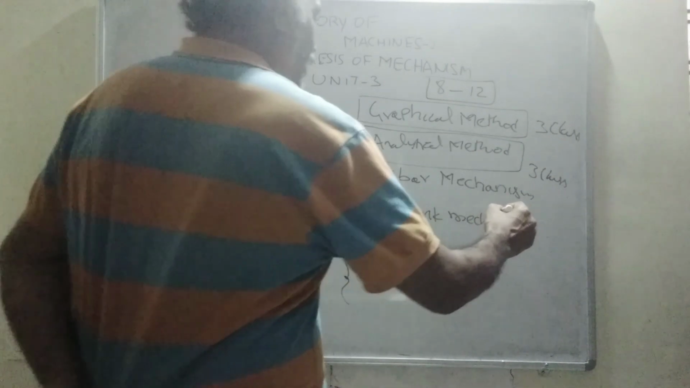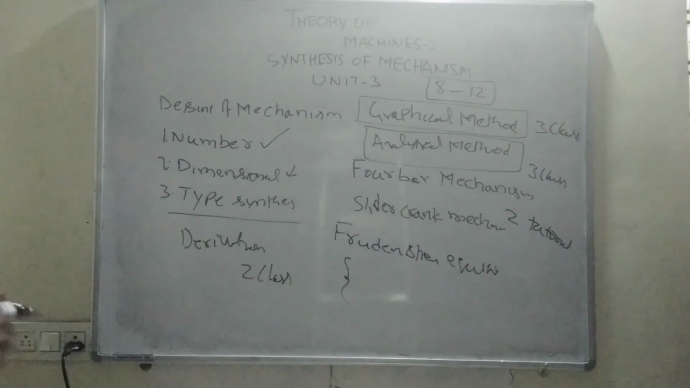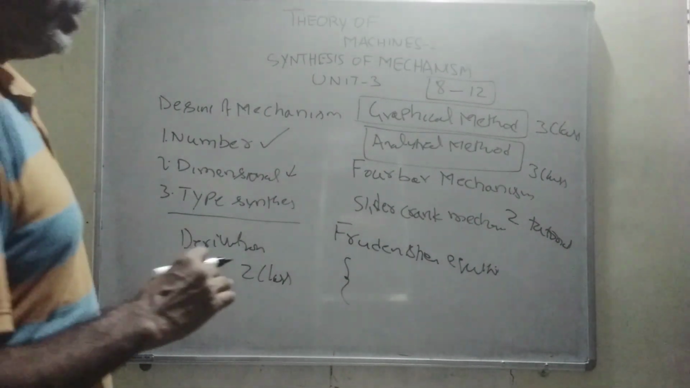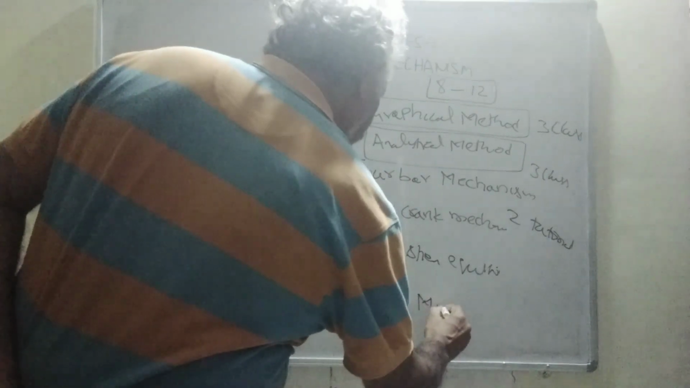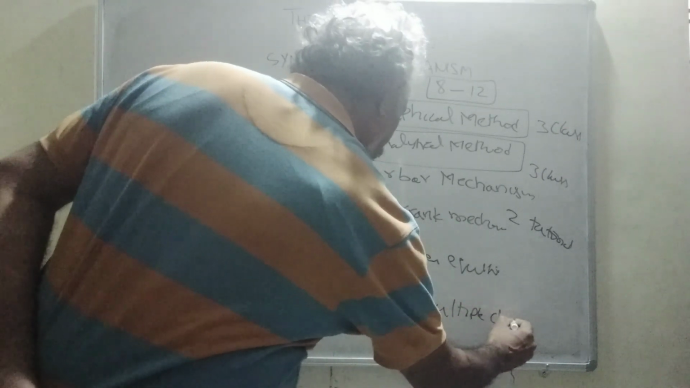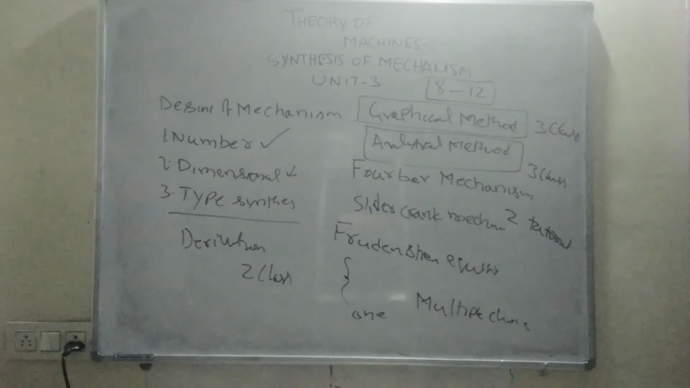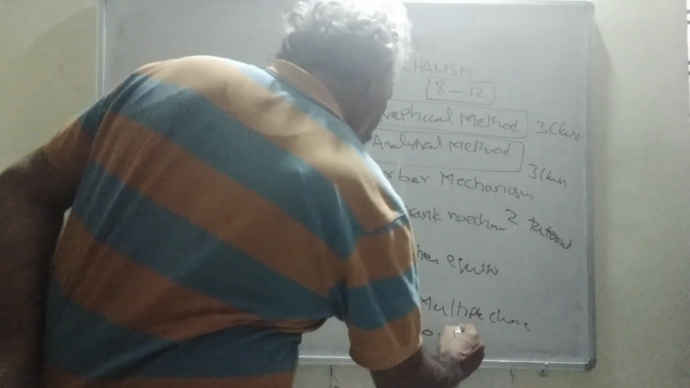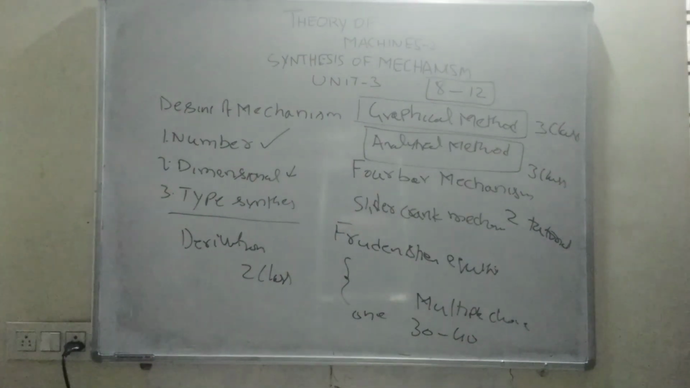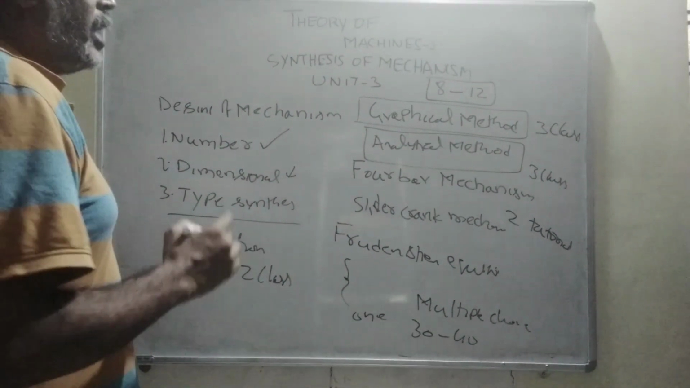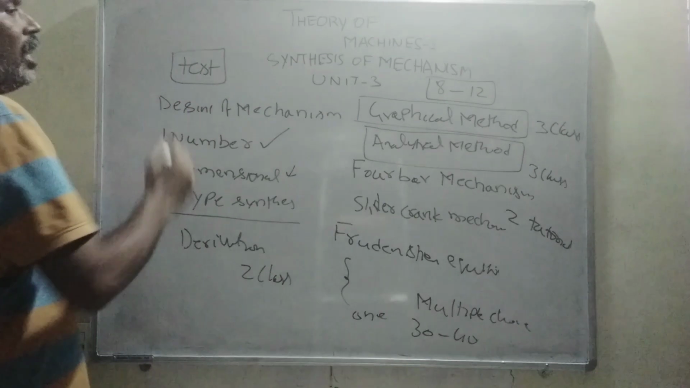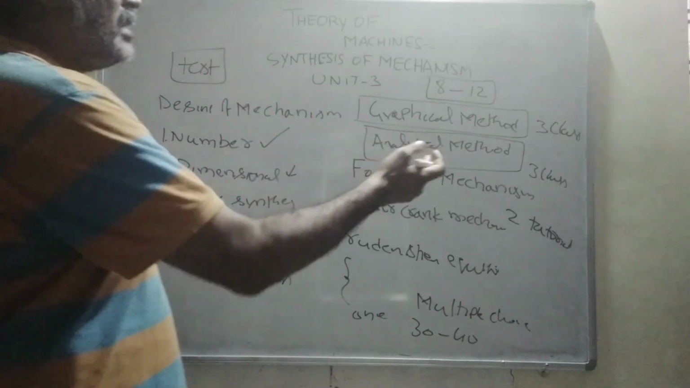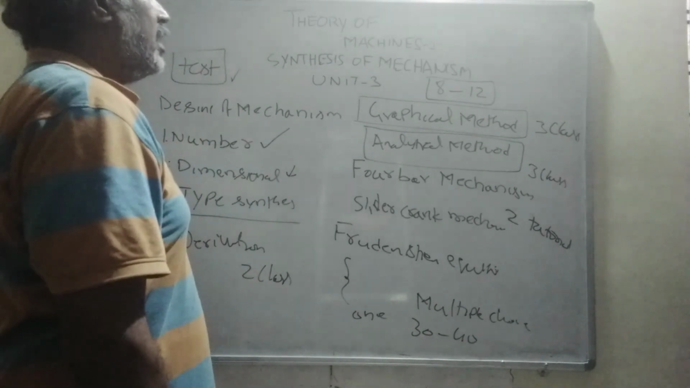And for 2 classes, tutorials, you can take 2 tutorial hours. You can define the problem, and students will be solving the problem in the class for 50 minutes in 2 classes. And then 1 class, you can go for multiple choice questions. You can have nearly 30 to 40 multiple choice questions you can explain to the students in 50 minutes of lecture. And apart from this, you can take one sample test for the students for this particular unit.